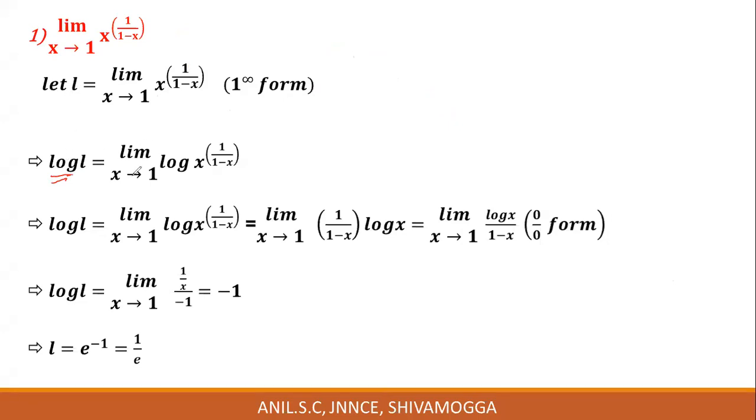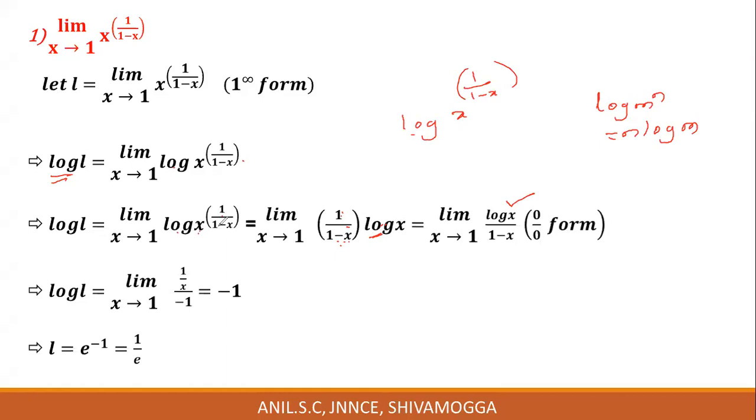Log L is equal to the limit as x tends to 1 of log of x power 1 divided by 1 minus x. That means this takes log m power n form. Log m power n can also be written as n log m. Therefore, this can be written as 1 by 1 minus x into log x. Log m power n is n log m. You can write it as log x divided by 1 minus x.